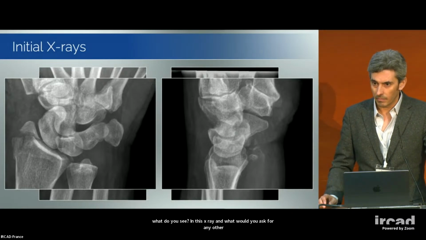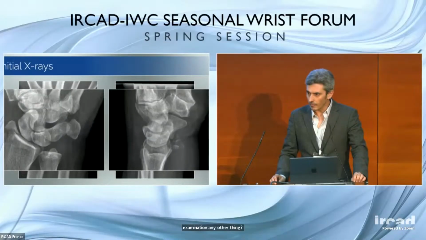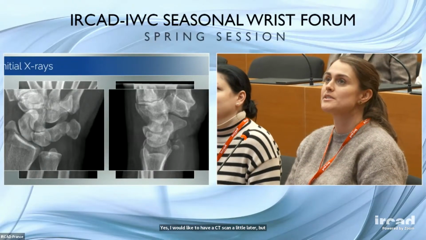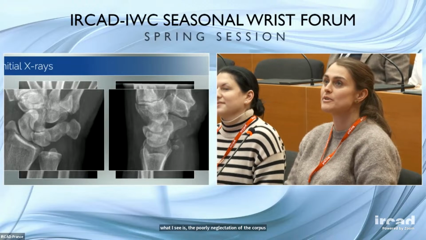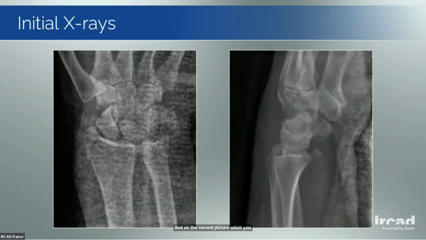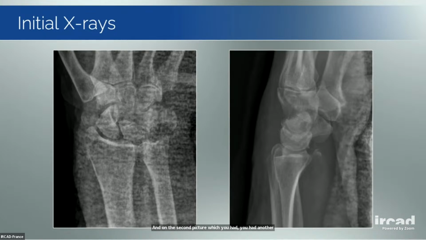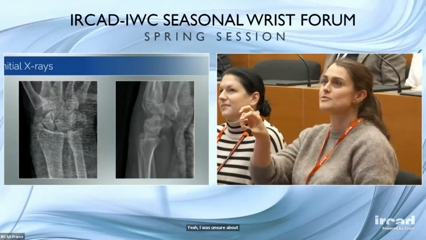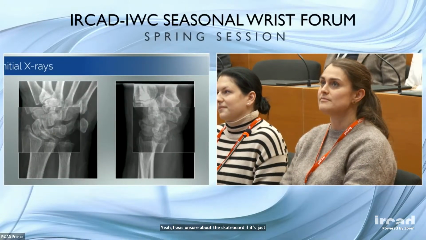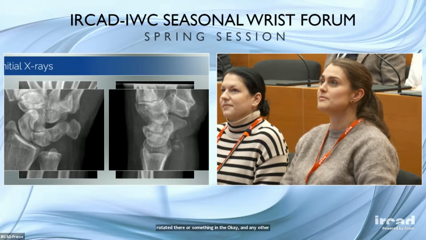Any other examination, any other thing? How about you, Anna? Yes, I would like to have a CT scan a little later, but what I see is the perilunate luxation of the carpus and then the styloid fracture of the radius. And on the second picture, it looked as if you had another picture in the cast, right? Yeah. I was unsure about the scaphoid, if it's just rotated there or if there is something in the scaphoid too. Okay, and any other thing you see strange in the X-ray?